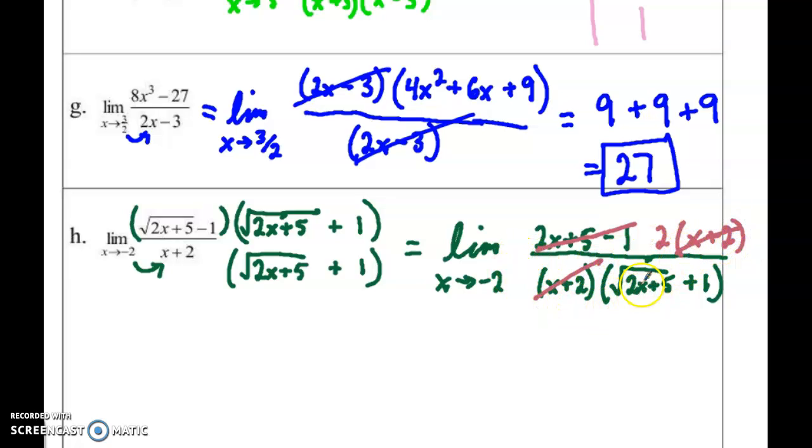Now we can plug in -2 into all these problems. I'm already tired. So we have a 2 on top. 2 times -2 is -4, plus 5 is 1. The square root of 1 is 1, plus 1. So 2 divided by 2 is 1, is this limit.